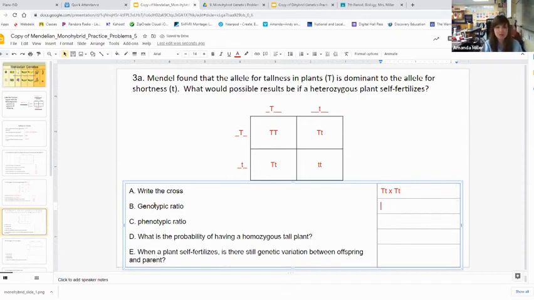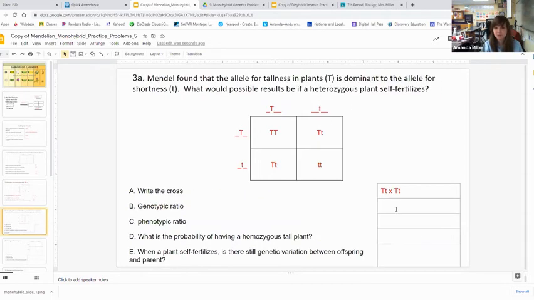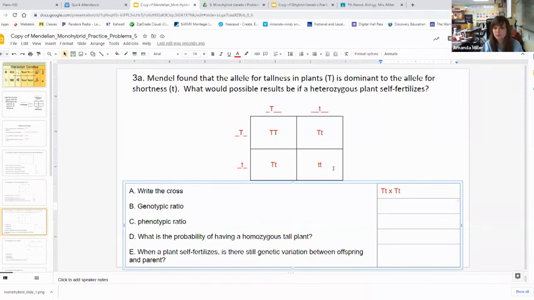Okay? Let's find our genotypic ratio. Remember, it's the number that are homozygous dominant, the number that are heterozygous, and the number that are homozygous recessive. So how many are homozygous dominant? 1. How many are heterozygous? 1, 2. And how many are homozygous recessive? Just this one. So our genotypic ratio is 1 to 2 to 1. Now I'm spacing it out, but that's really just so you can see everything.